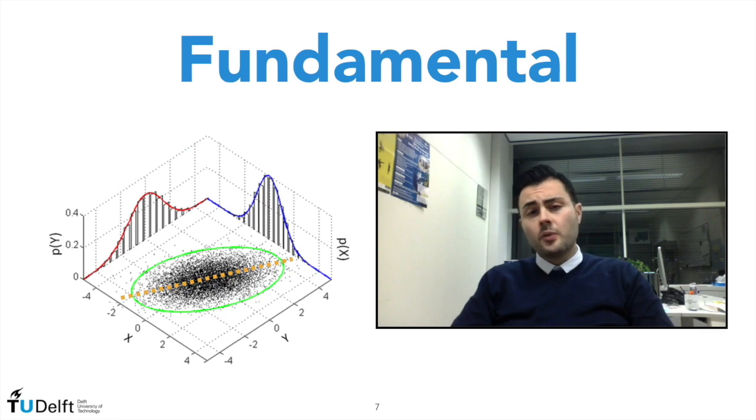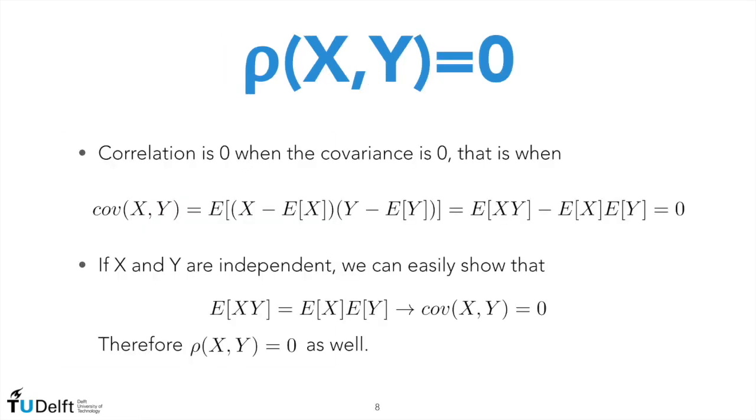Why? Because if we live in a world in which the only form of dependence is linear dependence, if there is no linear dependence, there is no dependence. That is to say, independence. Now, the correlation between x and y is equal to 0, that is to say, x and y are uncorrelated, when the covariance is equal to 0.